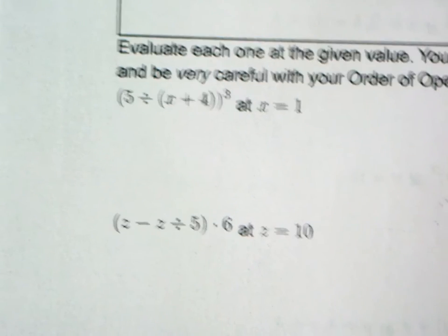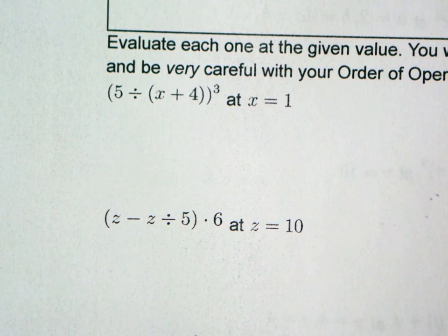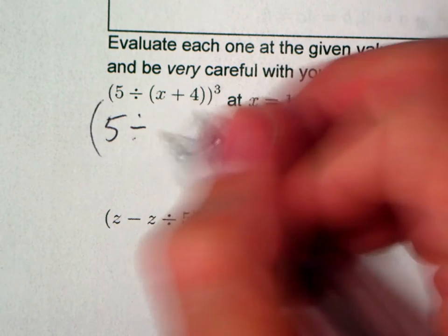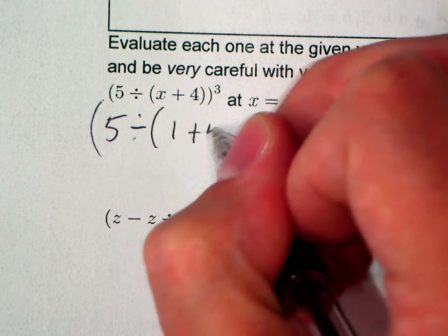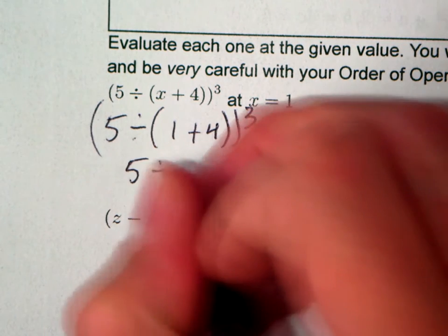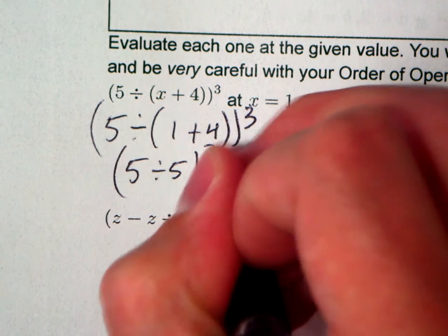So here we have 5 divided by x plus 4 cubed at x equals 1. We replace x with what it's equal to, which is 1. And then we follow the order of operations. We start with the innermost layer of parentheses, which is 1 plus 4. And this becomes 5 divided by 5 cubed.